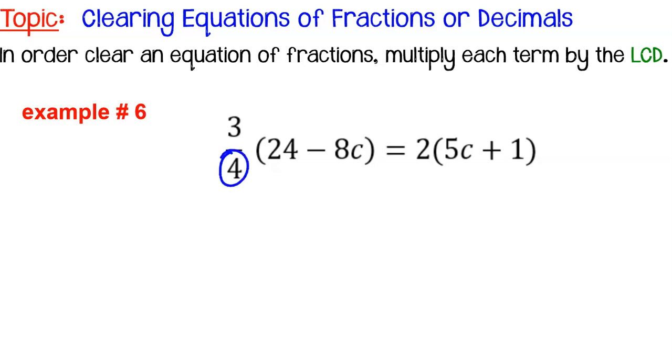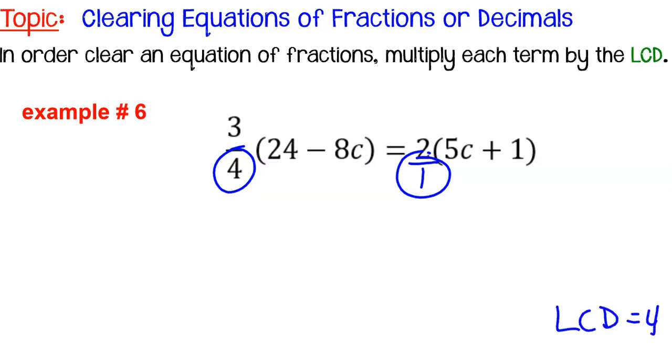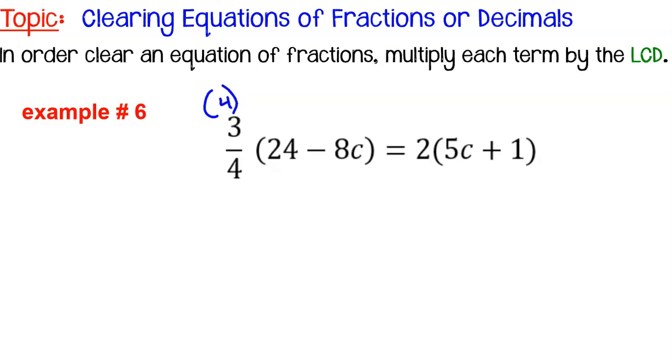When I look at my denominators, I'm only allowed to look at the coefficients, right? I'm not looking at this because it's a fraction. I'm looking at it because it's a coefficient right now. And its denominator is 4, and this has a denominator of 1, which makes 4 my LCD. So when I multiply each term, I'm only going to multiply that front coefficient, and that's it.